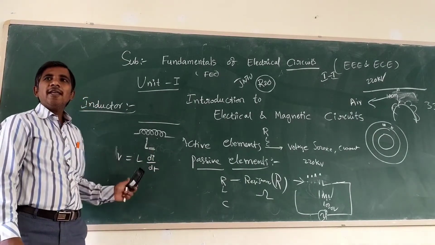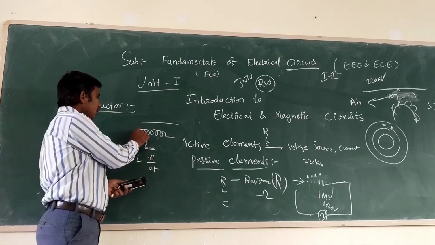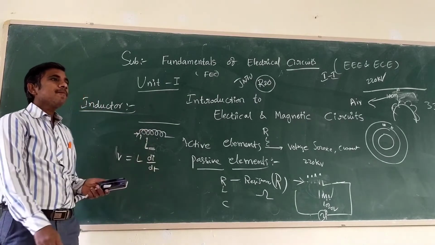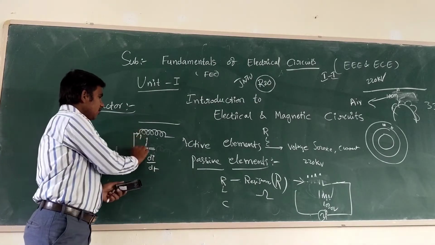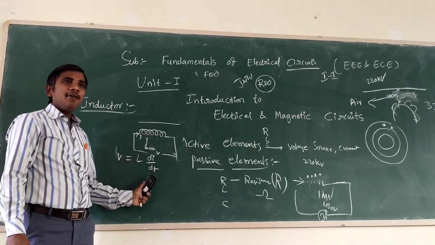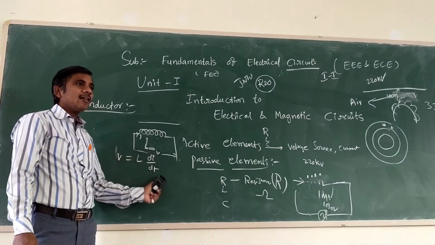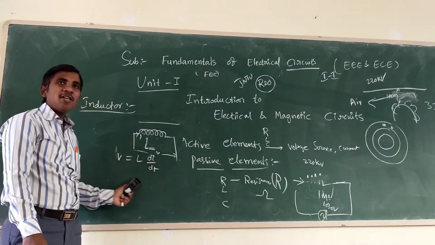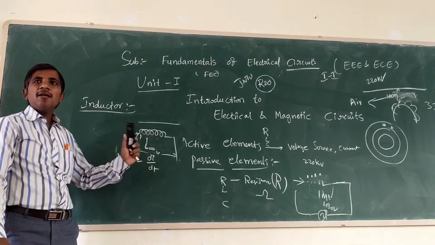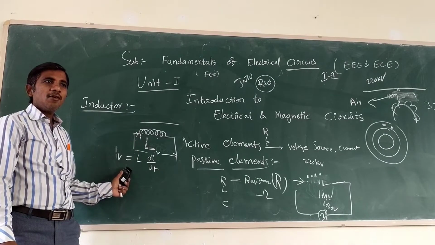V equal to L di by dt, where i is the current flowing through this inductor, and V is the voltage across the inductor. This is the voltage equation of an inductor. It is characterized by one equation, V equal to L di by dt. You studied this in intermediate also.